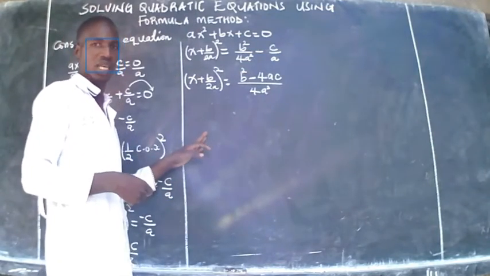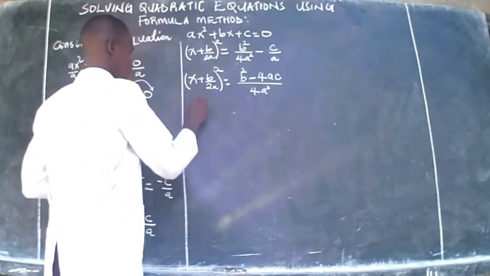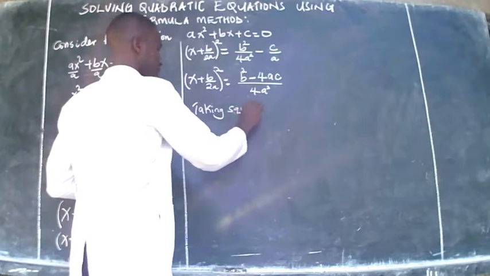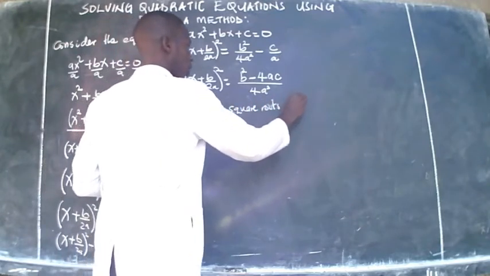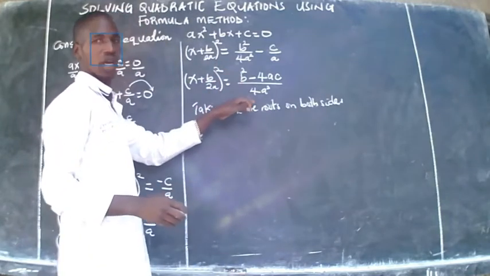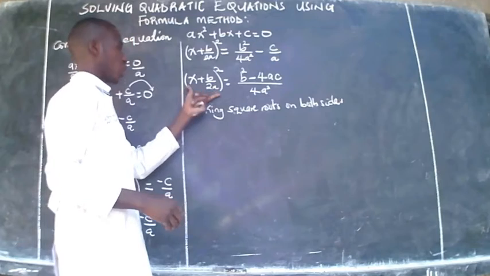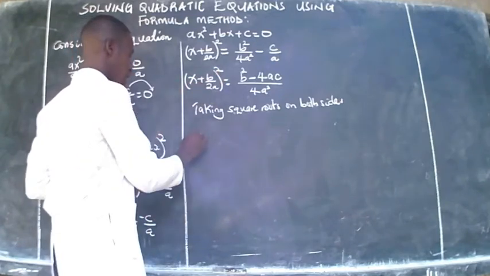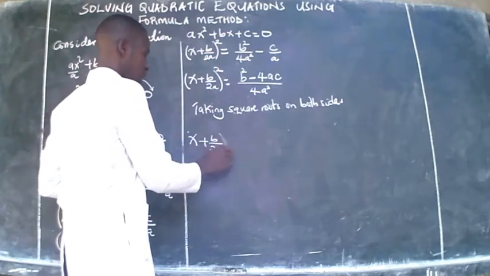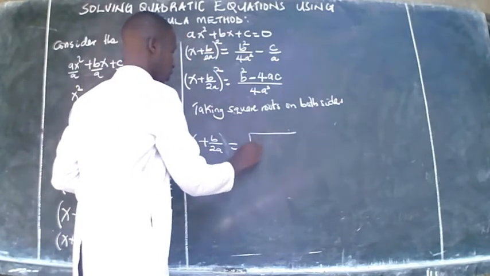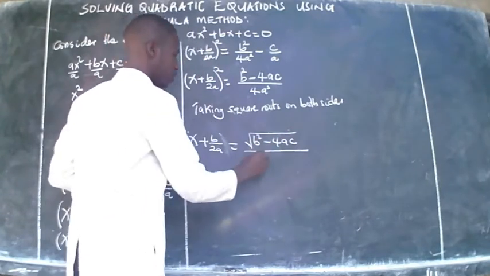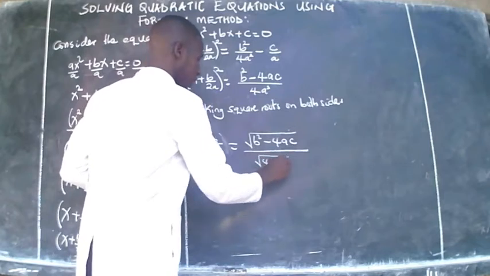Remember, we want to make x the subject of the formula. Taking the square root on both sides, you take the square root on the upper one and the square root on the lower one. On the left, the square root cancels with the square, so we remain with only x plus b over 2a. Then we shall have the square root of b squared minus 4ac, divided by the square root of 4a squared.